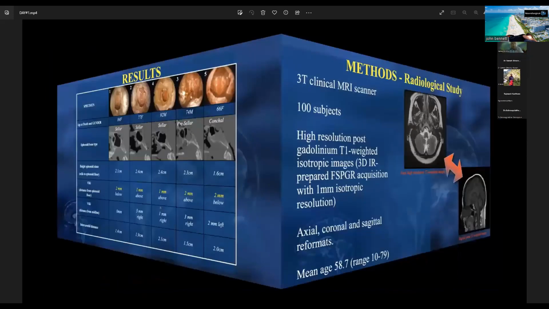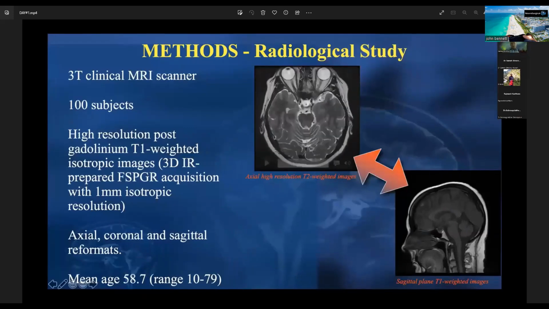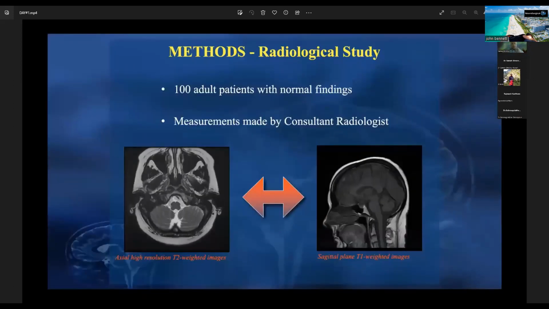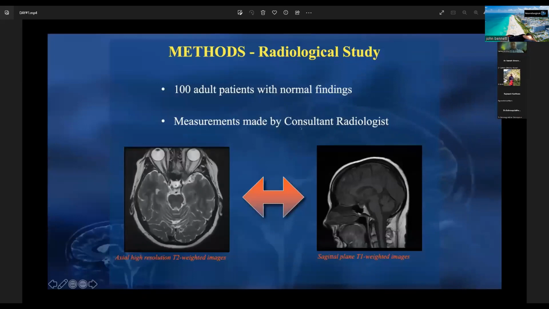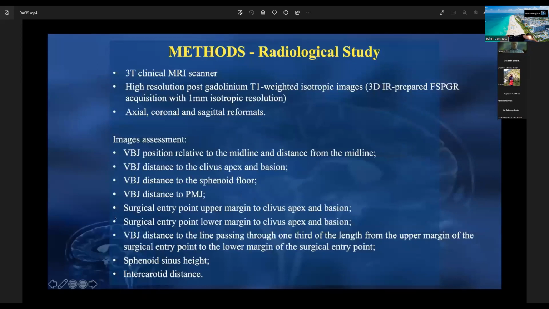But as that was a limited study, we subjected 100 people who had normal MRIs for different reasons to a radiological study to see whether this would apply or not. We localized the vertebrobasilar junction both on the T2-weighted axial and on the sagittal scans. All the measurements were done by an academic consultant neuroradiologist. And this is what we looked for, different areas which I will go through.